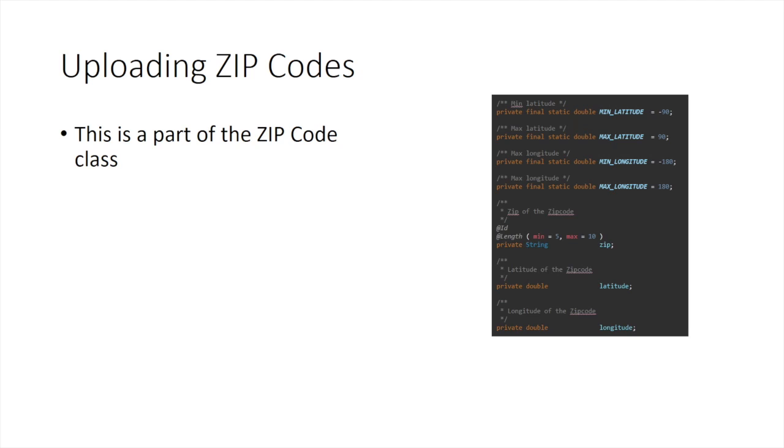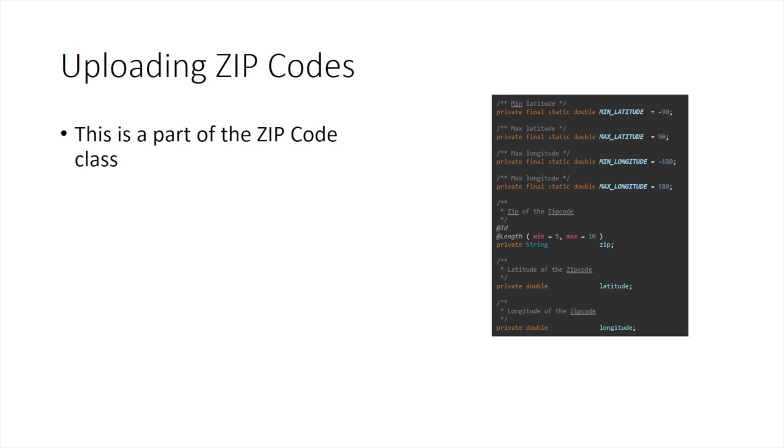So the first task that I worked on was uploading the sample data of zip codes into the server. So the example code here given is an excerpt from the zip code class, so we can see that it's stored through Hibernate as a string and two doubles holding the zip code and then the latitude and longitude respectively. We also see some of the final static double fields that were used for input checking to make sure that it was a valid zip code that is going into the system.